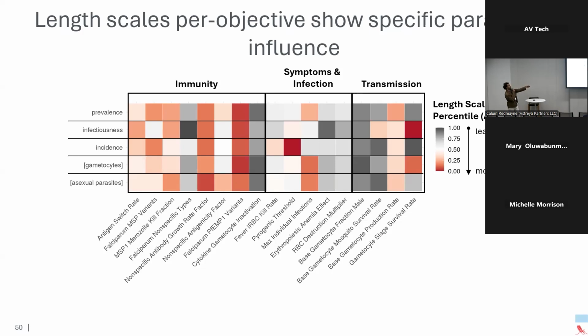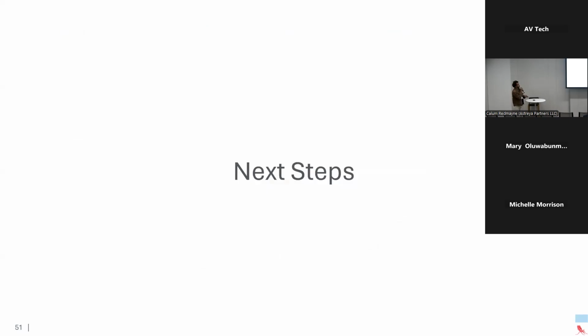parameters that are associated with immunity are quite significant for many of the objectives, whereas symptoms and infection maybe play a bigger role in incidence. Some of the gametocyte or transmission-based parameters really affect gametocyte density and infectiousness, but less so others. And so we start to see relationships that make sense.